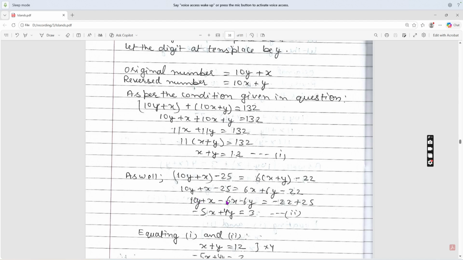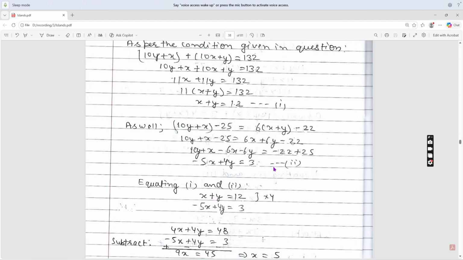Now 10y plus x minus 6x, because 6x is going to be shifted from the RHS to LHS, minus 6y, because it is plus 6y, it is going to be shifted from RHS to LHS, is equal to minus 22 plus 25. Minus 22 plus 25 is equal to plus 3. 10y minus 6y is plus 4y. x minus 6x is minus 5x. It is equation number 2.